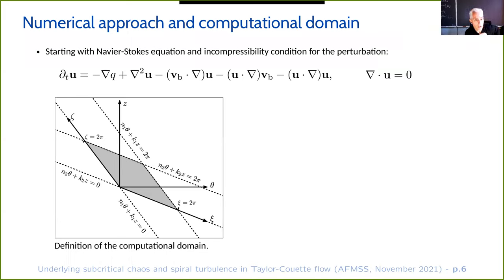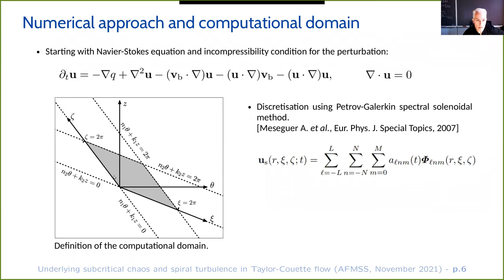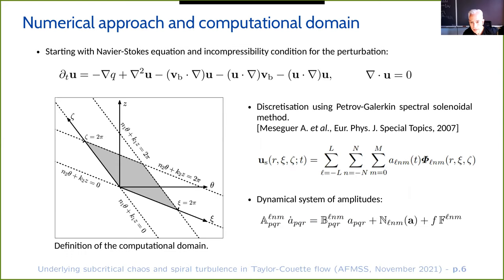We formulate the problem as always by writing the Navier-Stokes equation for the perturbation field u, where VB is the basic circular Couette flow. And we discretize within this parallelogram domain in these new coordinates with a spectral solenoidal method, where we essentially expand the perturbation field as a combination of solenoidal functions with some coefficients that are going to be the dynamical degrees of freedom that are governed by this dynamical system of amplitudes, okay? So essentially we have a dynamical system which is of very high dimension, but on this dynamical system we are going to apply all the weaponry that we know from bifurcation theory, dynamical systems, etc.